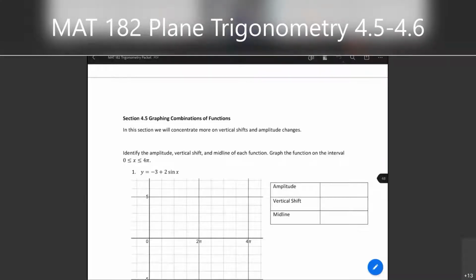physically download everything. All right. So let's get started.